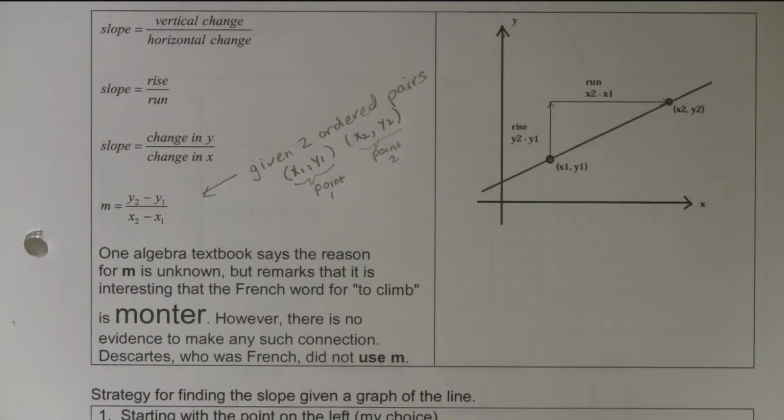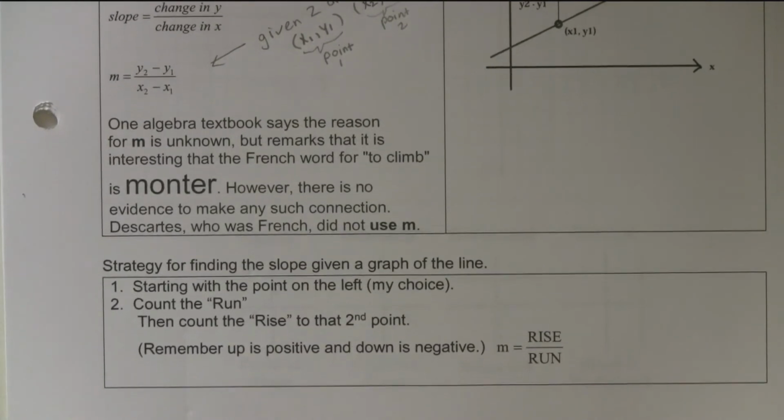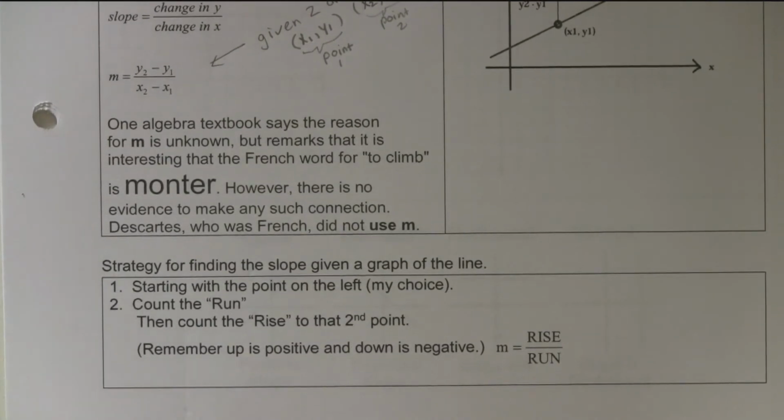Definitely, if I would have been the person naming slope's variable, I would have used S, right? S for slope. But anyway, I wasn't the person that got to name it. So M is what is used.